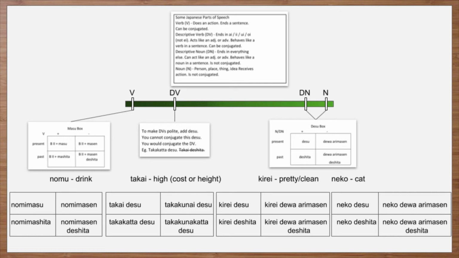Neko desu, it is a cat. Neko de wa arimasen, it is not a cat. Neko deshita, it was a cat. Neko de wa arimasen deshita, it was not a cat.